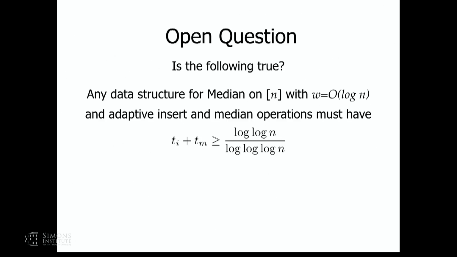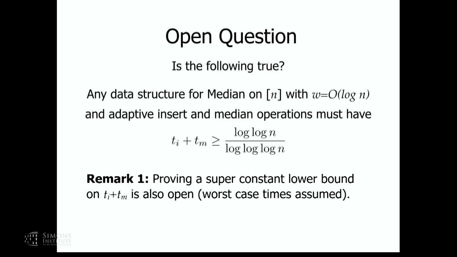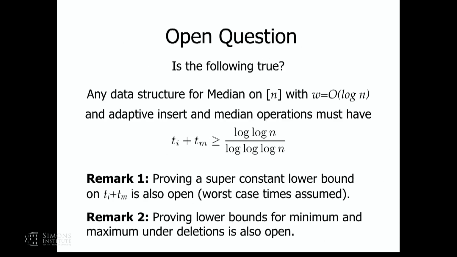So I'll just conclude with an open problem. As mentioned before, in the case of worst case times, can you show a log n over some poly log, or some smaller factors, lower bound when both insertions and median computations are adaptive? Even in the worst case, even super constant seems to be open. And there's nothing special about median; you can also think of minimum or maximum, but you'll have to allow deletions, otherwise the problem is very easy.